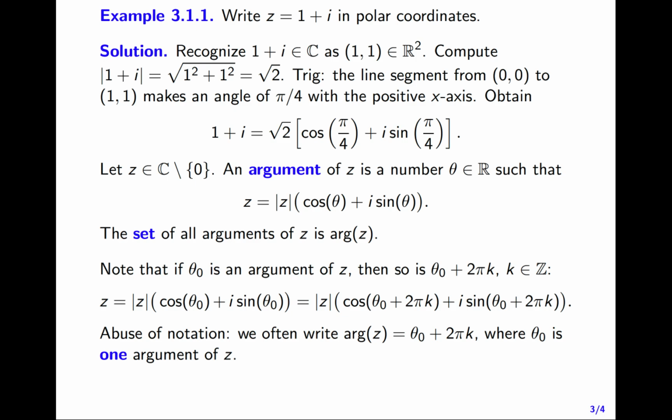And often we don't write the set of all arguments in curly braces in set theoretic notation. Often I'll just write something like arg z equals theta 0 plus 2 pi k, where theta 0 is one particular argument. So I'll just eliminate the braces, and when you see that k there, you should interpret that as meaning all integers k. So for example, above in that example 3.1.1, we found that one argument of 1 plus i was pi over 4, so arg of 1 plus i is pi over 4 plus 2 pi k, where I'm interpreting this as all integers k.